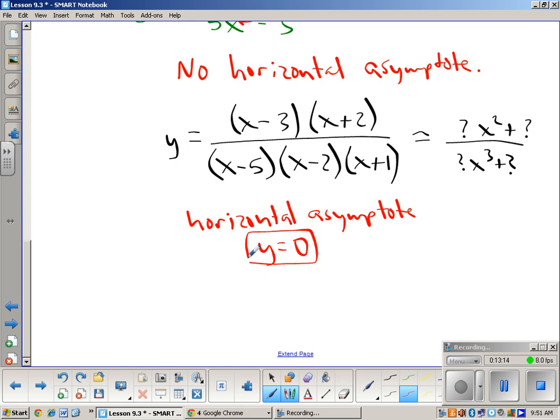Y equals 0. Always put it in equation form, so it'll always be y equals, and it'll either be 0 or some fraction. That fraction could be 2 over 1. It's possible my numerator's coefficient is 2 and the denominator's coefficient is 1, so you just get 2 over 1, or 2. Any questions on this?